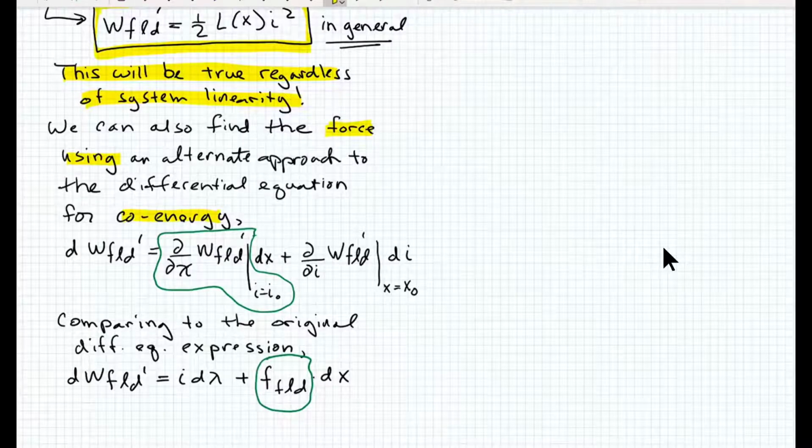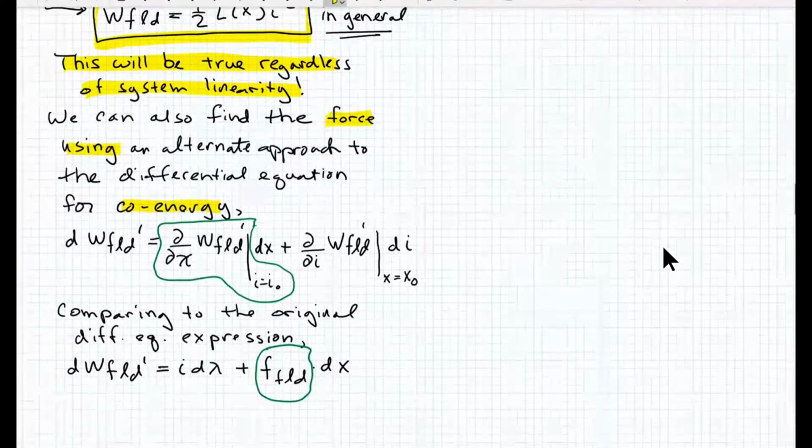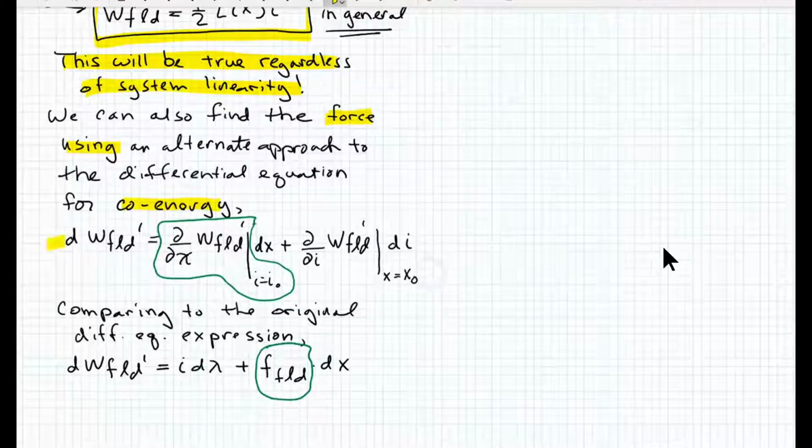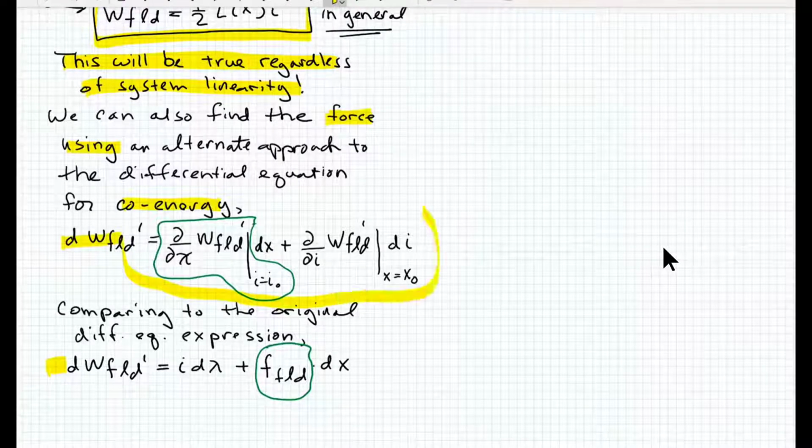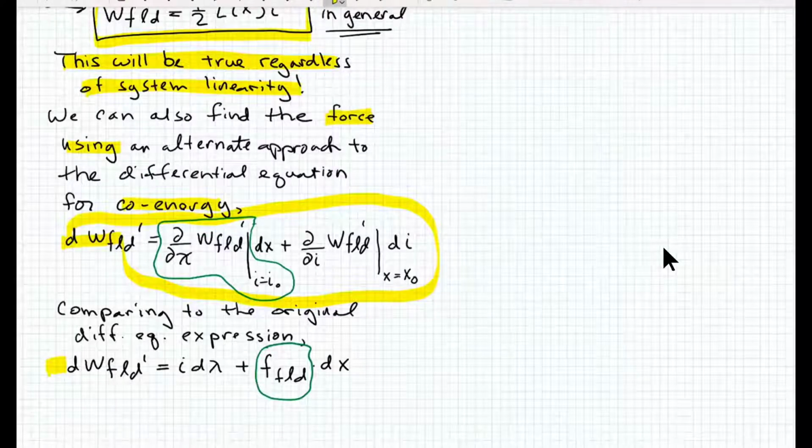And to do that, we are going to go back and look at the differential equation, or the derivative of the co-energy. And we have two expressions. We have this is the expression we were working with right here, okay? But we can also come up with a new expression right here, which we simply apply chain rule to the co-energy. And we know that the co-energy is going to have variations with x and variations with i.